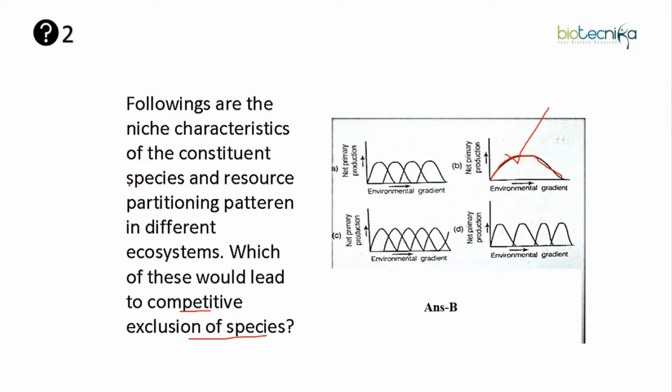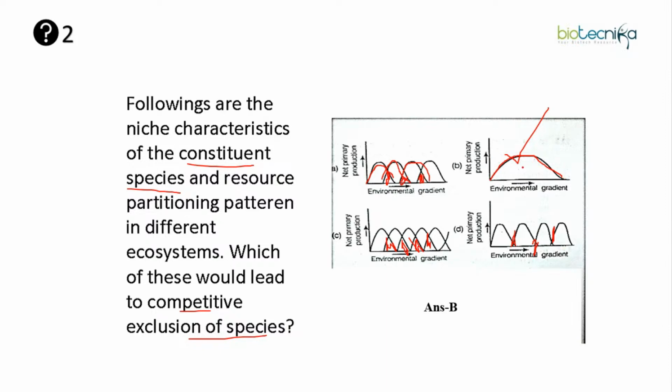They are saying that there are many species, right? Niche characteristics of the constituent species and resource partitioning. You can see that the niches of all the species are overlapping, right? There's a region of overlap here also. So the different niches can be clearly understood as the different niches of the different species present here, because of the partitioning, and because of the overlap.